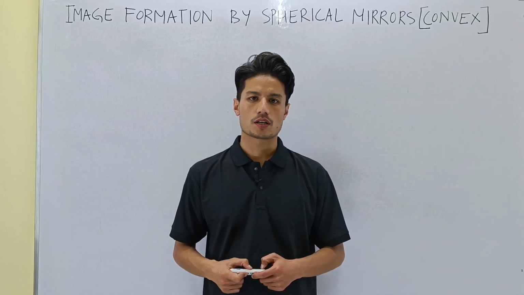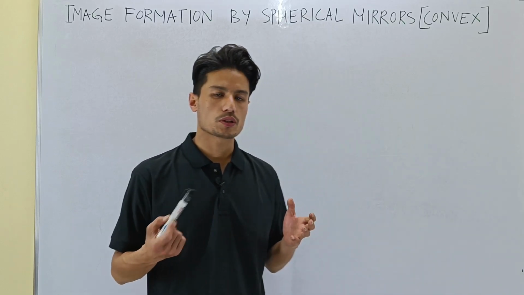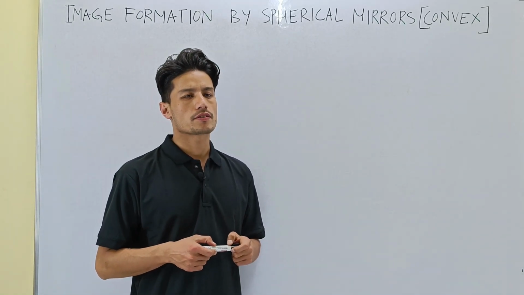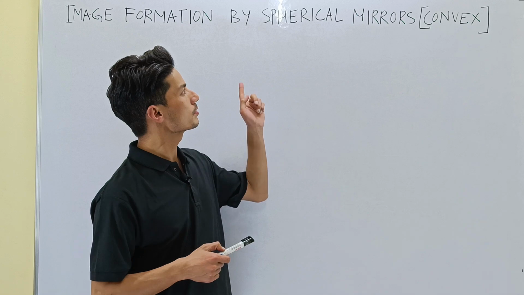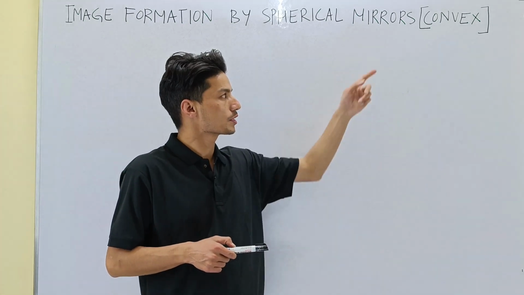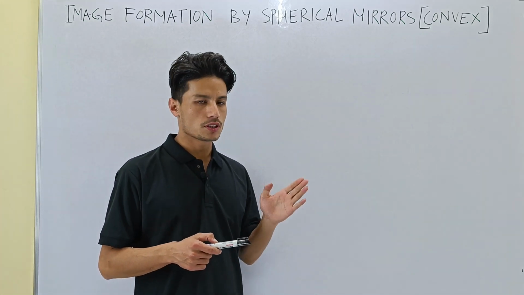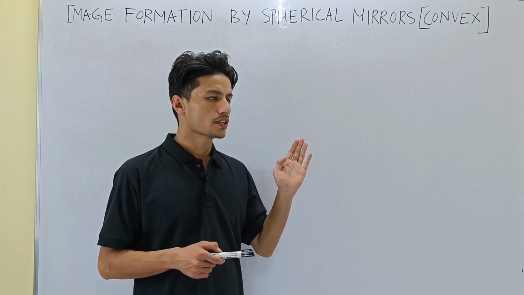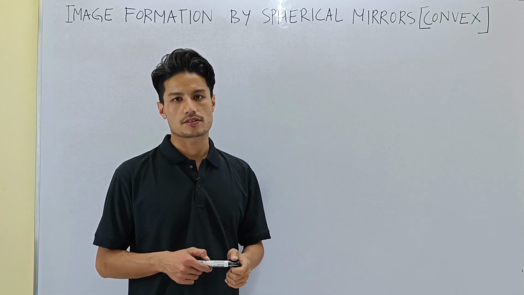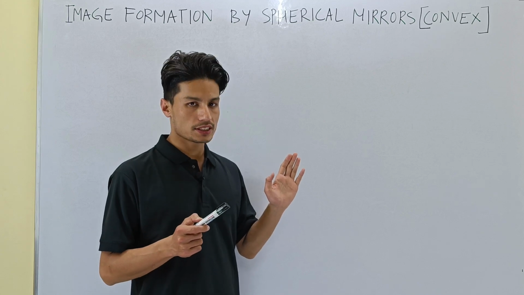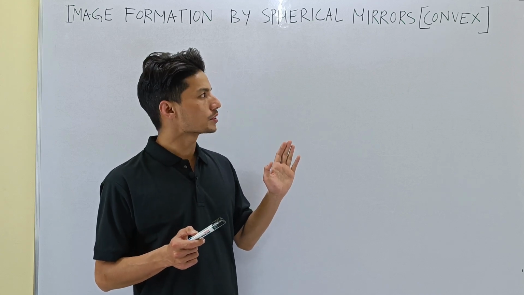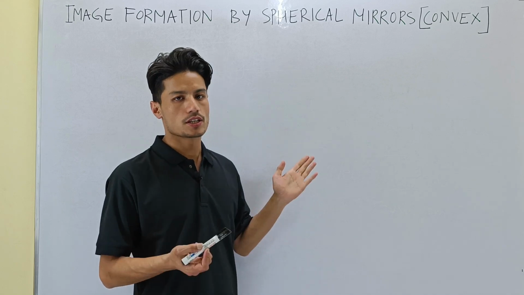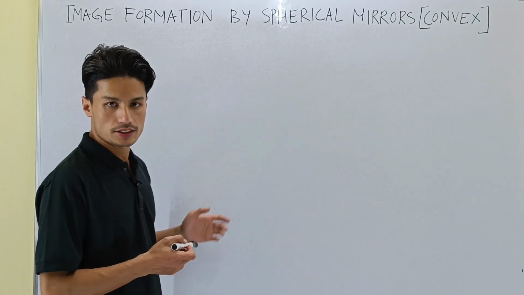In today's class, we will be continuing with what we have stopped in the previous video. In the previous video, we were discussing image formation by spherical mirrors with respect to concave. Now we have learned the different cases. How many cases were there? In total, there were 6 cases. Okay, we have discussed all the 6 cases. Now we will proceed with the other type of mirror, which is convex mirror. So let us start the class.